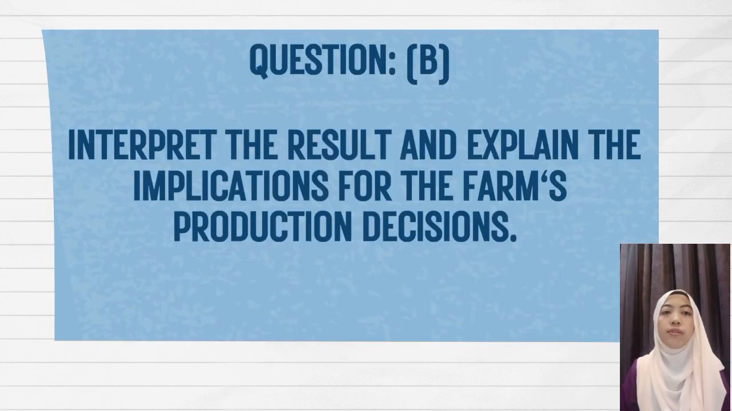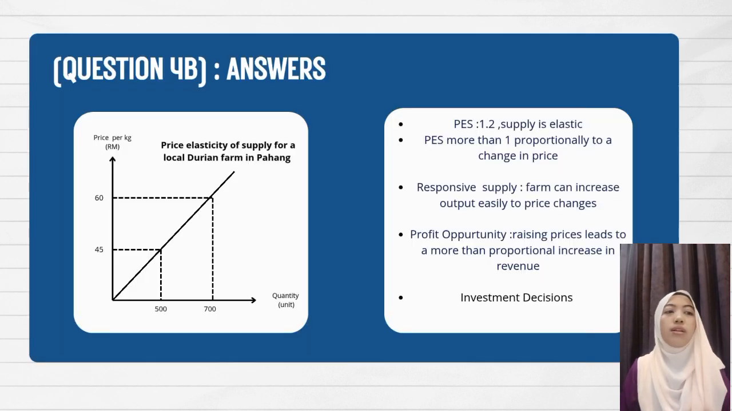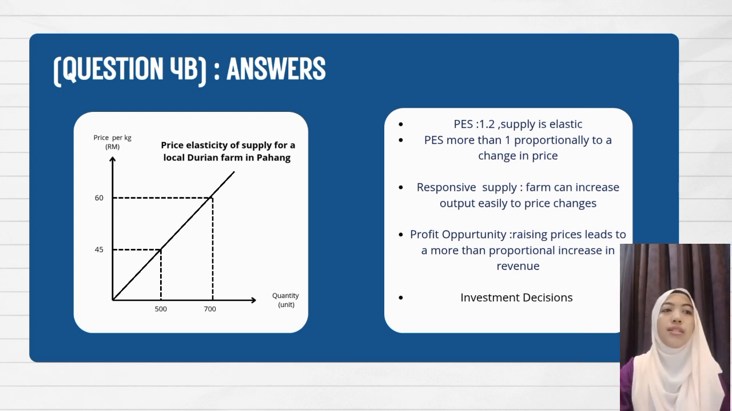Question B. Interpret the result and explain the implication for the farm's production decision. Price elasticity of supply is 1.2, which means that supply is elastic. This tells us that a change in price leads to a more than proportional change in the quantity supplied. In this case, when the price of Musang King durian increased from 45 ringgit to 60 ringgit per kilogram, the farm increased its supply from 500 kg to 700 kg.